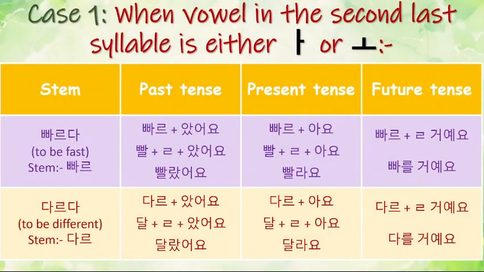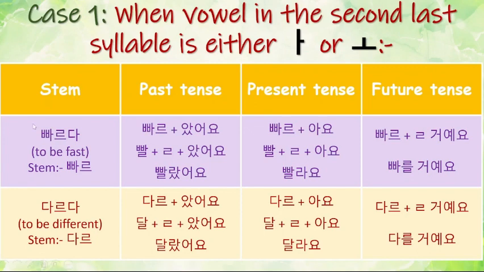Now let's see the first case when the vowel in the second last syllable is either a or o. Before looking at these examples, remember one thing, that I have conjugated these verb or adjectives in the past, present and future tense in the informal form of conjugation. Okay, so that it becomes easy for you to understand that how you are going to apply this irregular rule on various verbs and adjectives.